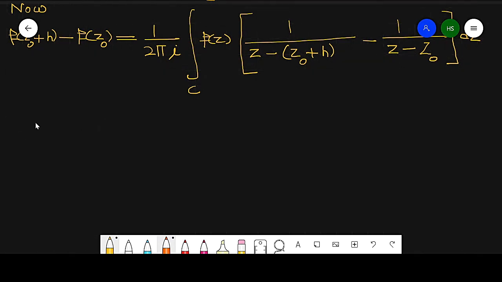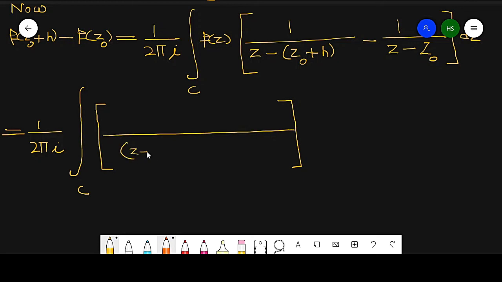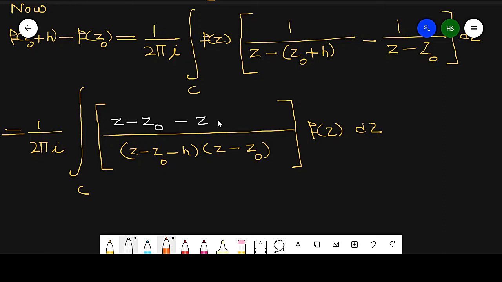So simplify this integration. This will become 1 by 2 pi iota integration around c, in bracket 1 over z minus z naught minus h, z minus z naught into f z into dz, and here z minus z naught minus z plus z naught plus h. So this minus z naught cancels with this term, so this is h. So the remaining part is h over these values.